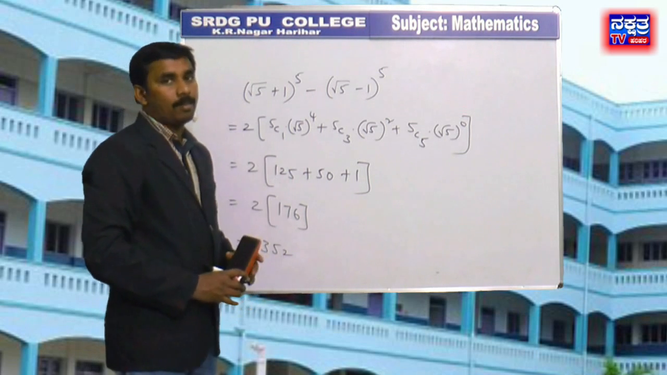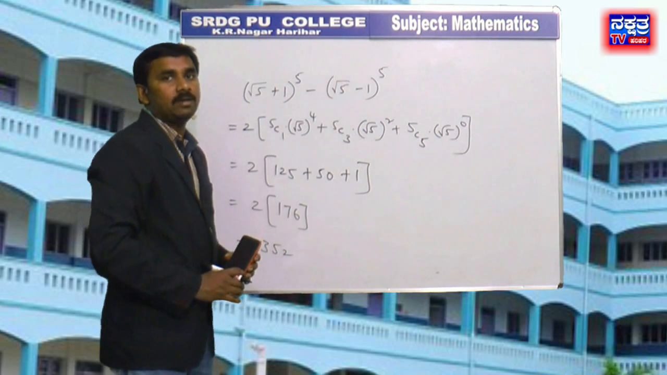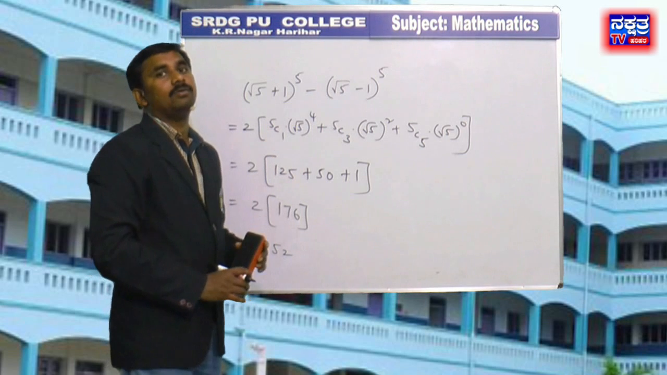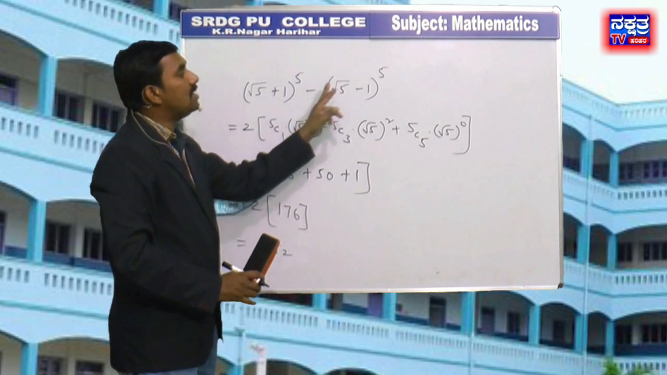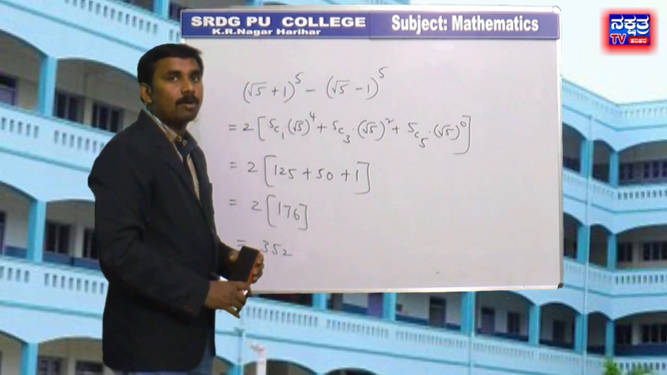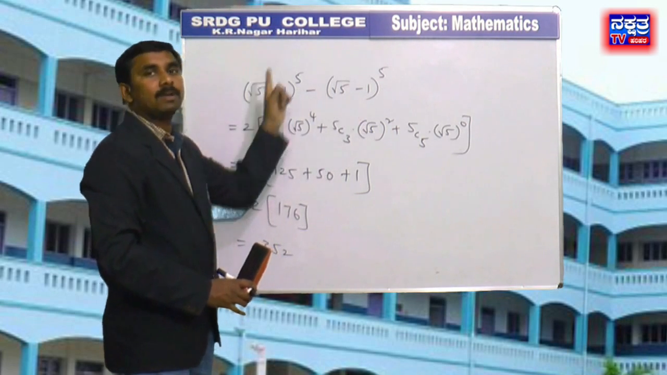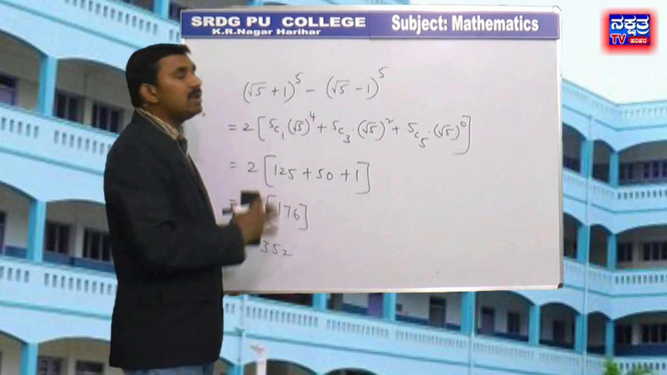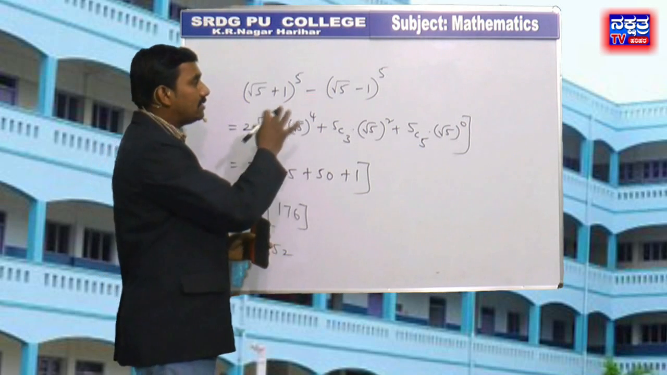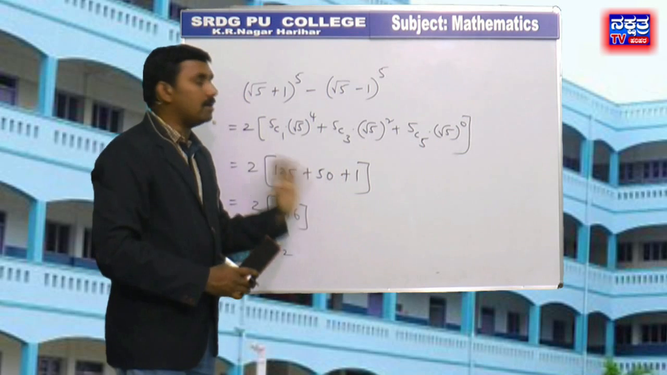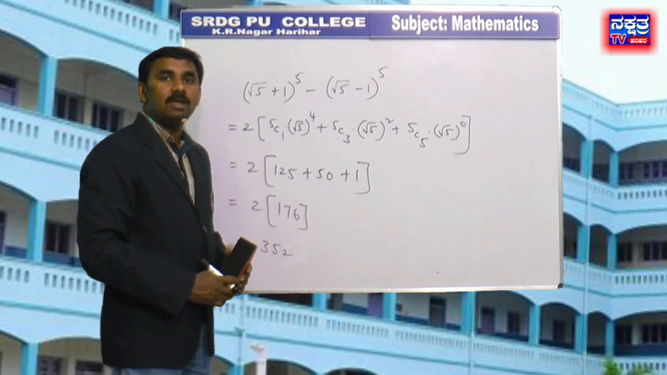Here you have to remember (x plus a) whole power n minus (x minus a) whole power n. Here 3 types of options they can give. That is (x plus a) whole power n plus (x minus a) whole power n. That is one more problem. And (x minus a) whole power n minus (x plus a) whole power n. There is no difficulty, just you follow the binomial expansion, write the 2 binomial expansions and continue the process. So the final answer is 352.